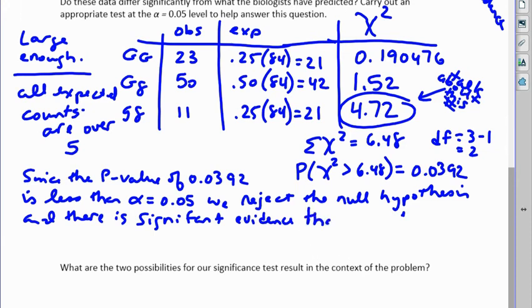that, oh my gosh, I never even wrote my null and my alternative hypotheses. All right, let's write them right here. Okay, let's see. P of GG equals 0.25. P of Gg equals 0.5. And P of gg equals 0.25. And then my alternative, at least one proportion is different.